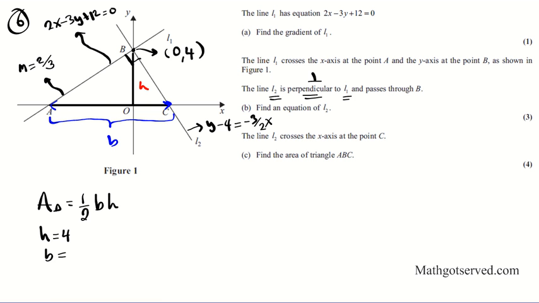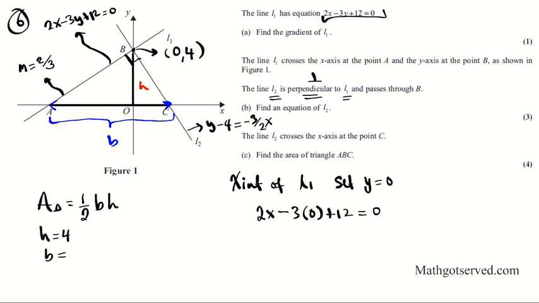All right, so let's start with the x-intercept of L1, okay? To find the x-intercept, that means that y is what? y is 0. So to find the x-intercept, you simply set y to 0 for L1, okay? The equation of L1 was given to us earlier, so we're going to use that: 2x minus 3 times 0 plus 12 equals 0, okay?